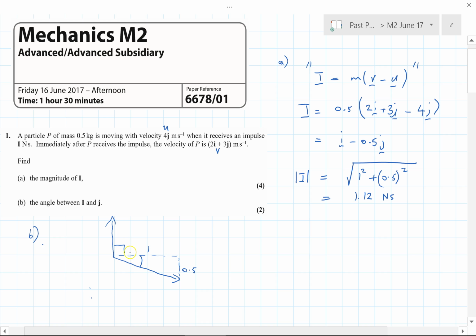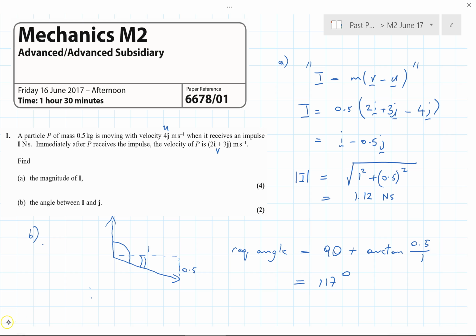So here's the angle here. The required angle is going to be 90 degrees, because we've got this right angle here, plus this angle here, which is the arctan of 0.5 over 1. Work that out and we get 117 degrees. Okay, nice easy first question. Don't rush too much, because I suspect that's what many people do and therefore lose marks, because they want to get on to the more meaty questions later on.